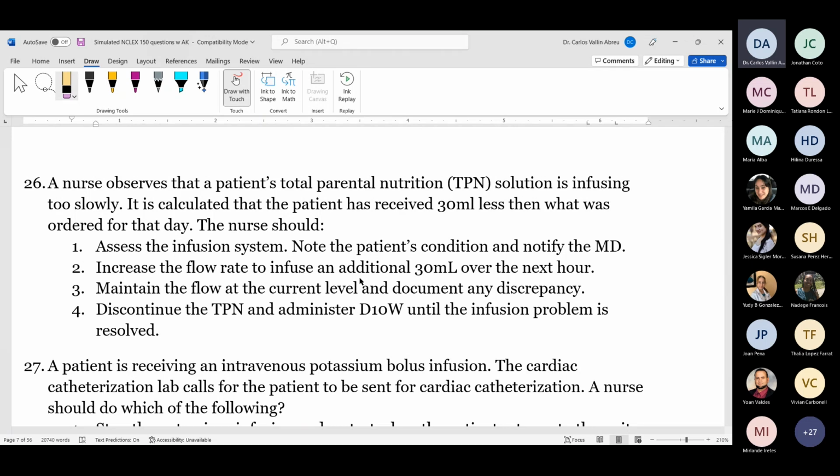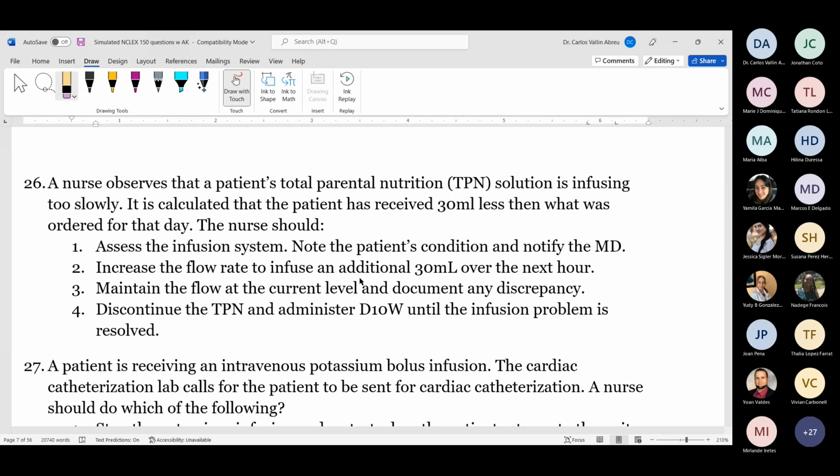Increase the flow rate to infuse the additional 30 milliliters in the next hours. Maintain the flow at the current level and document any discrepancy. Discontinue the TPN and administer a D10W until the infusion problem is resolved. What do you think is the best answer to this question? A. 1. A.